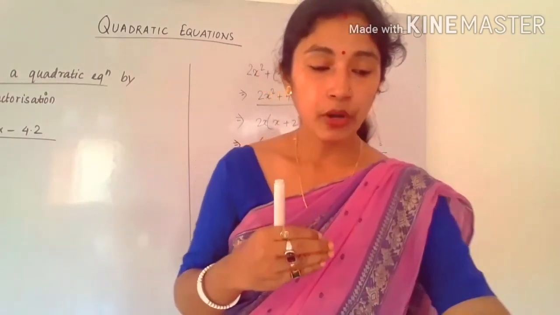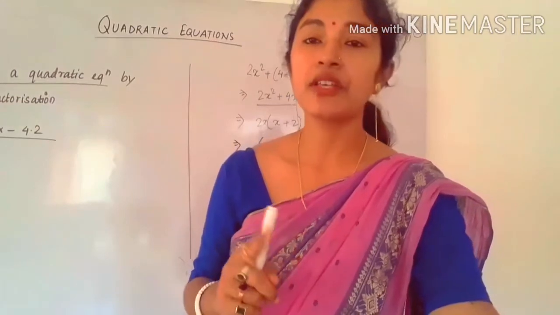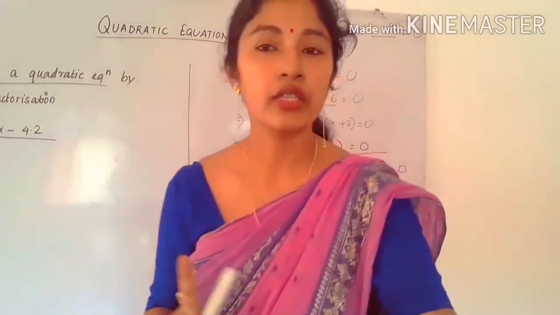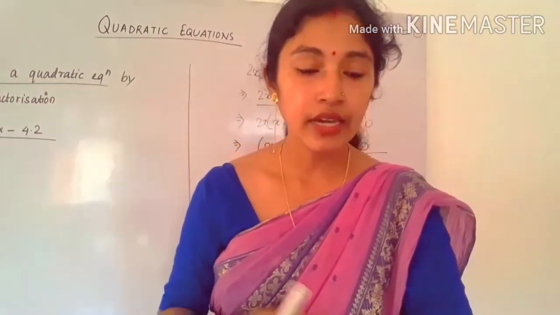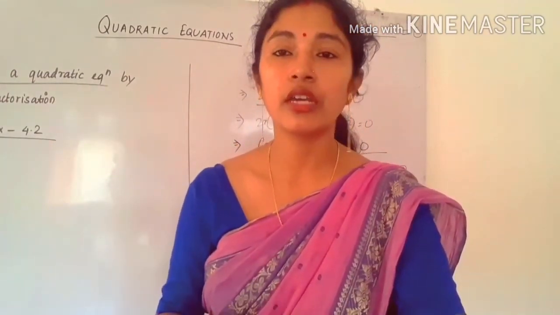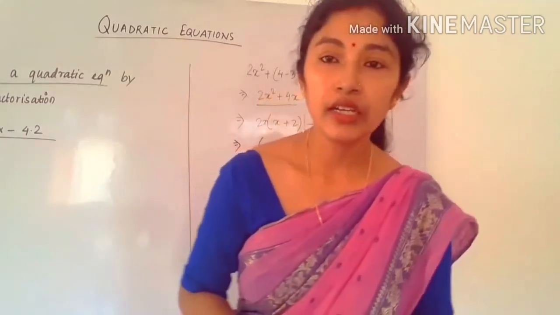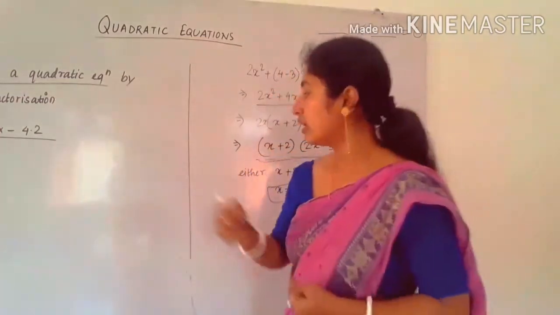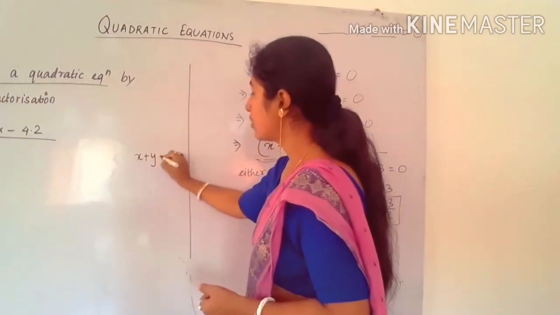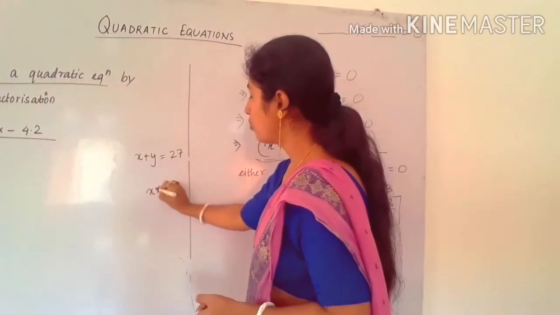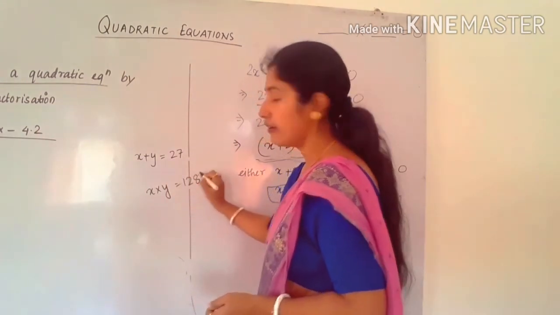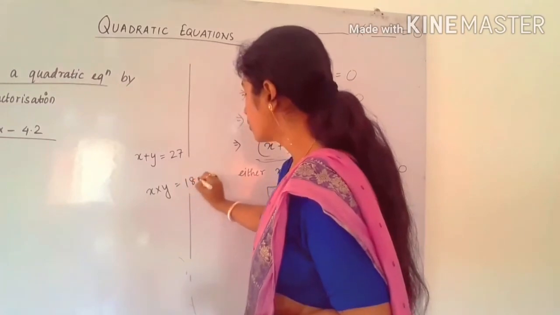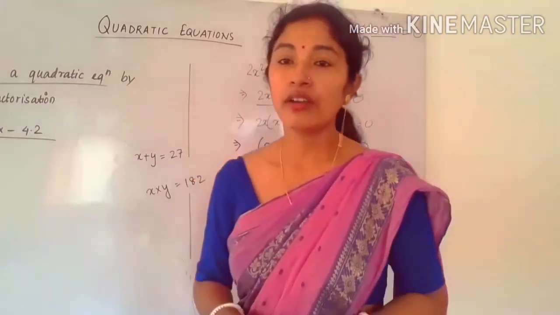From the first condition we can write x plus y is equal to 27, because we have to add two numbers. The second condition is that the product is 182, so we can write x into y is equal to 182. So the two conditions are: first, x plus y is equal to 27, and second, x into y is equal to 182.